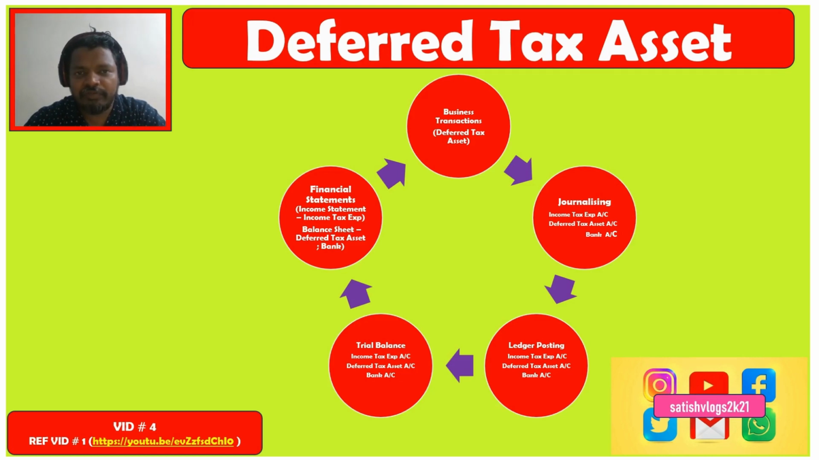Now let's move to the third phase of an accounting cycle, which is the ledger postings phase. How does this work? For whatever journal entries have been journalized as part of my second phase, for all those accounts, I would be creating the ledger accounts in my third phase of the accounting cycle. What are the accounts against which the journal entries were made in the second phase? Income tax expense account, deferred tax asset account, and the bank account. So all these three accounts are required to have ledger accounts created in the third phase.